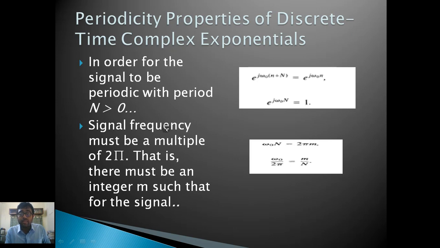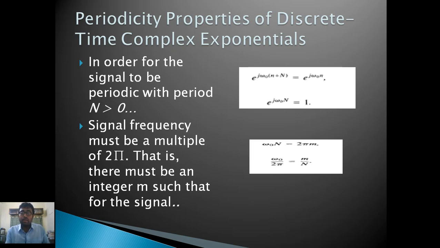Now there must be an integer m such that the signal repeats. N is the value after which, suppose 3, after the integer value 3 the same signal will be repeated. That's why N has been considered. And omega 0 N is a multiple value of 2 pi.